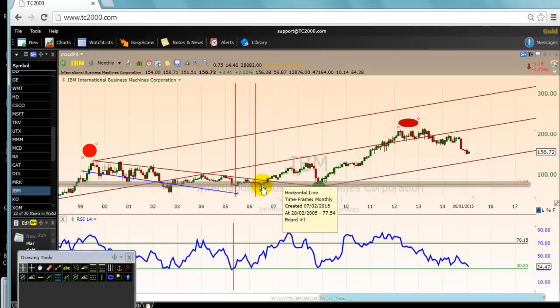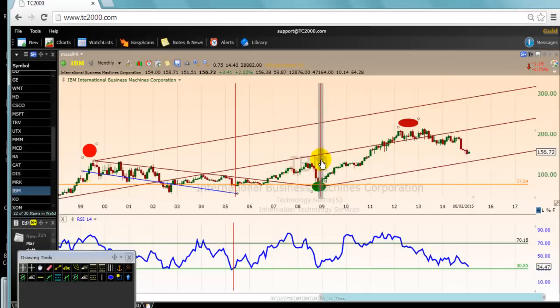If you are buying inside the declining channel, we are very careful. Okay, you see now, once again, right here, you can see that the RSI was oversold.